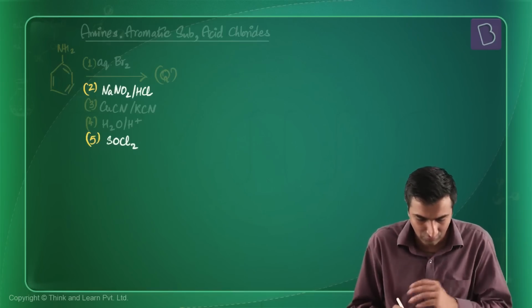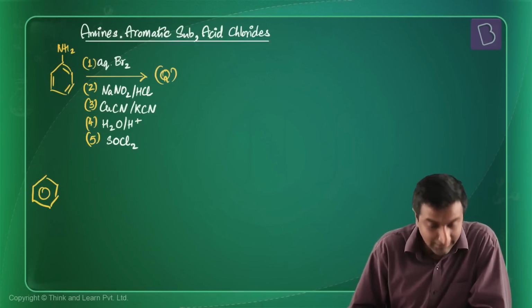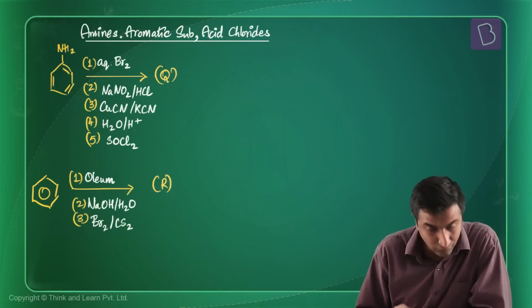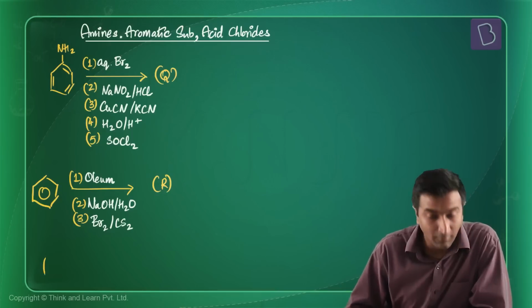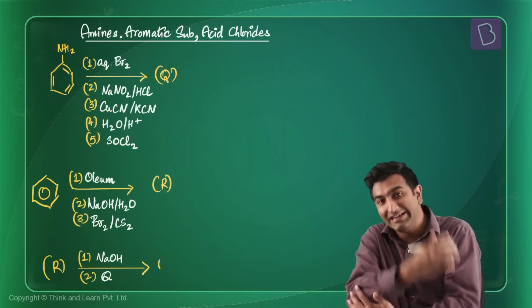Yeah. It's very doable. Then just benzene, this reacts with oleum, and then NaOH and H2, and then Br2/CH2. We go through these. All of these 3 steps are very interesting. And then from R, you react with NaOH first, then again Q, and then you get T, which is the final product.